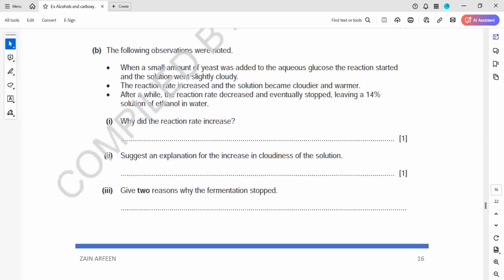Why did the rate of the reaction increase? Because the reaction is exothermic, so what will happen? Because of the increase or rise in temperature. So an increase or rise in temperature increases the reaction rate. Suggest an explanation for the increasing cloudiness. So why will the solution become cloudy? Because there is more yeast, like yeast is multiplying or the amount of yeast is increasing.